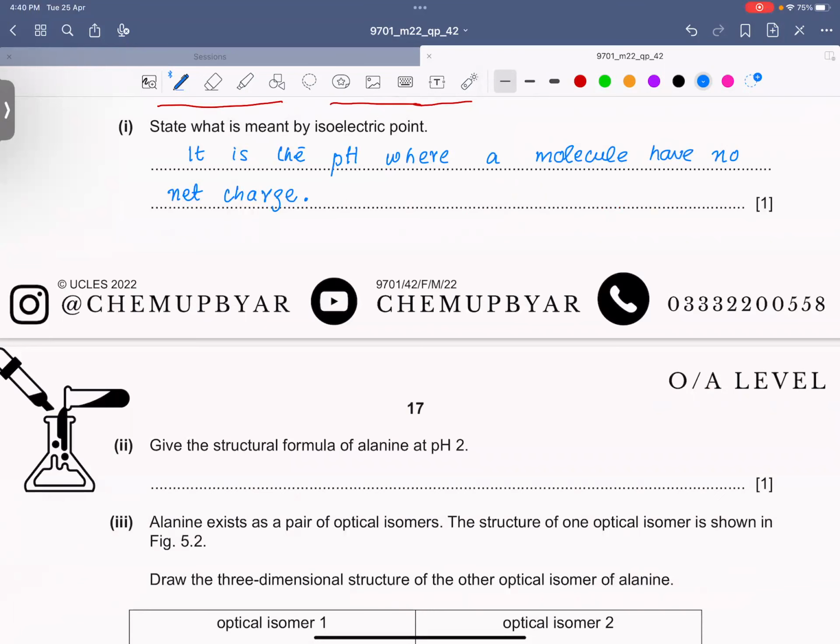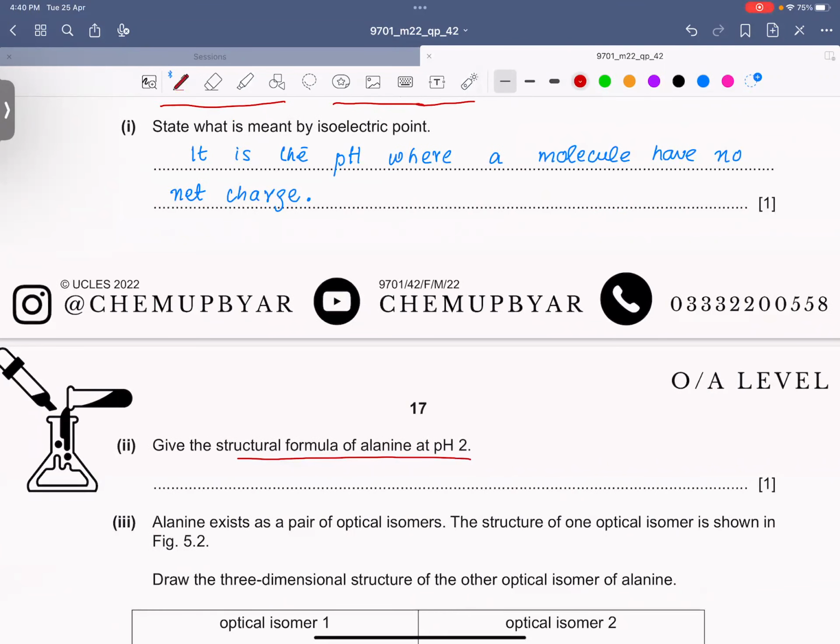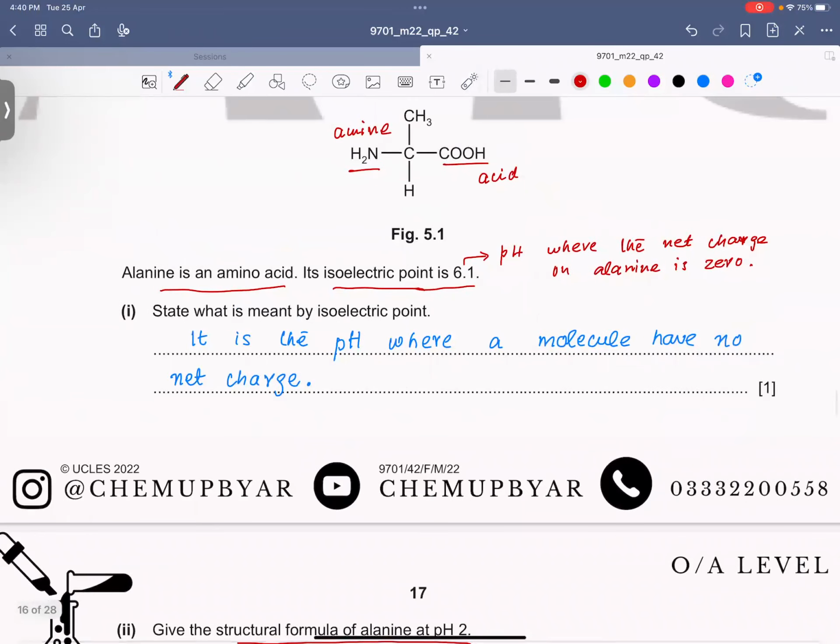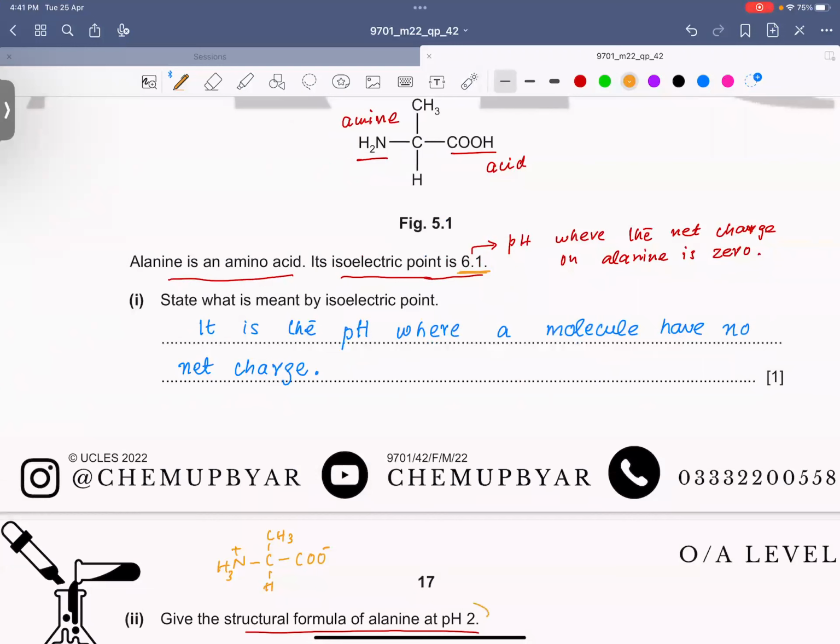Okay. Now, give the structural formula of alanine at pH 2. So, at pH 6.1, it has no net charge, which means it is actually existing as a zwitterion. So, what would be the zwitterion of this alanine? The carboxylic acid part has released its hydrogen ion, and the amine part has accepted that hydrogen ion, and see there is one positive and one negative, which makes it neutral. So there is no net charge on it. This would be at pH 6.1. Its structure would be like this, and here they are asking you the structure at pH 2.